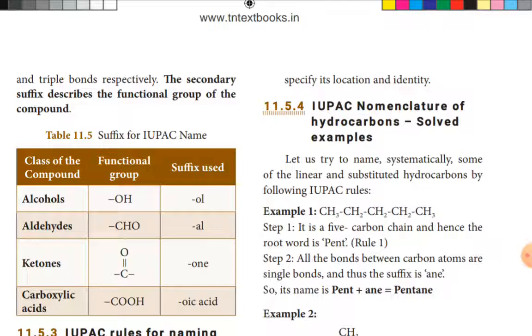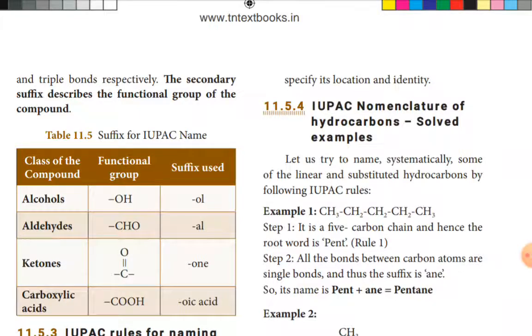Then ketone, CO, that ends with ONE: propanone, butanone, pentanone, like that. Then carboxylic acid, COOH, so that is going to end with OIC acid. The end of the name will be OIC acid. For example, propanoic acid, ethanoic acid, butanoic acid. Like that, the name suffix will come.